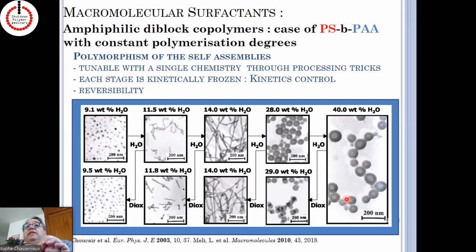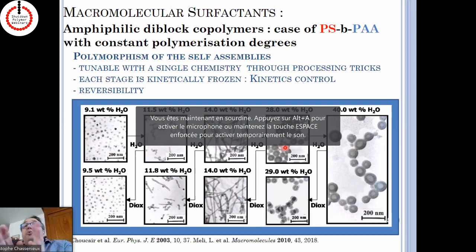The thing which is very nice is that I can turn my vesicles into spherical micelles if I add more and more dioxane to my solution. So here we have the tendency to say that I can display different kinds of morphology with my block copolymer, exactly like what has been reported with molecular surfactants. But the main difference between block copolymer and molecular surfactant is that each stage that you can see here is completely frozen.